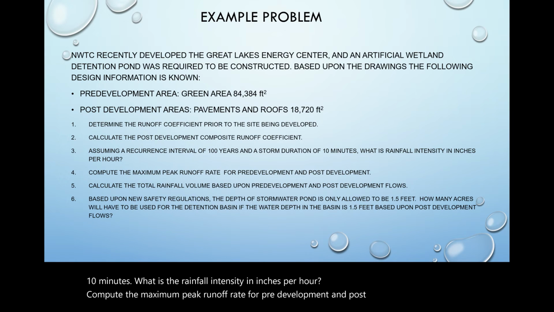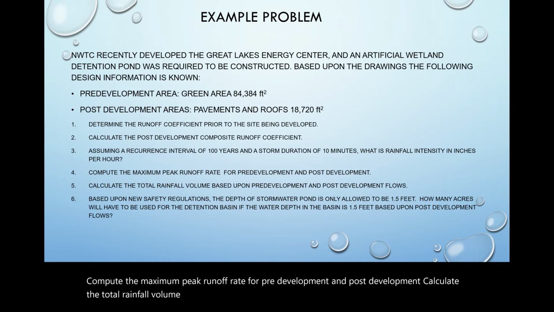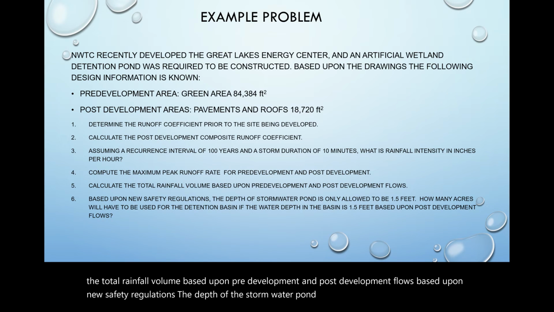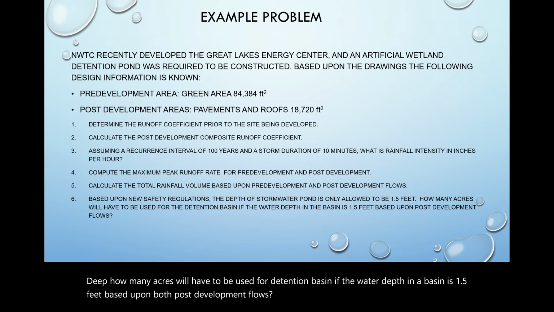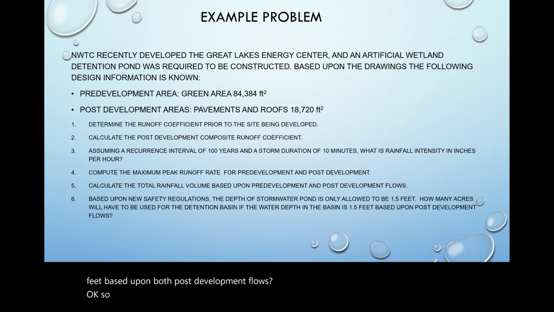Calculate the total rainfall volume based upon pre-development and post-development flows. Based upon new safety regulations, the depth of the stormwater pond is only allowed to be 1.5 feet deep. How many acres will have to be used for the detention basin if the water depth in the basin is 1.5 feet, based upon post-development flows? Okay, so let's work on this example.